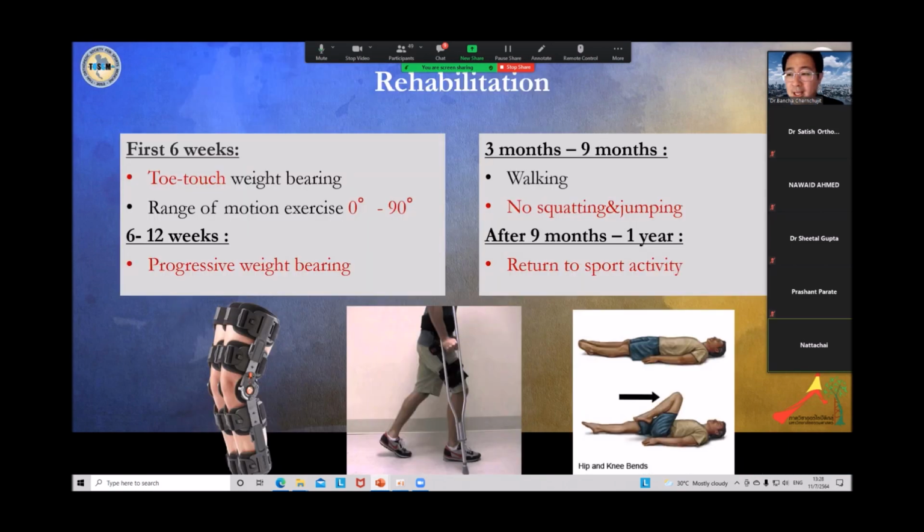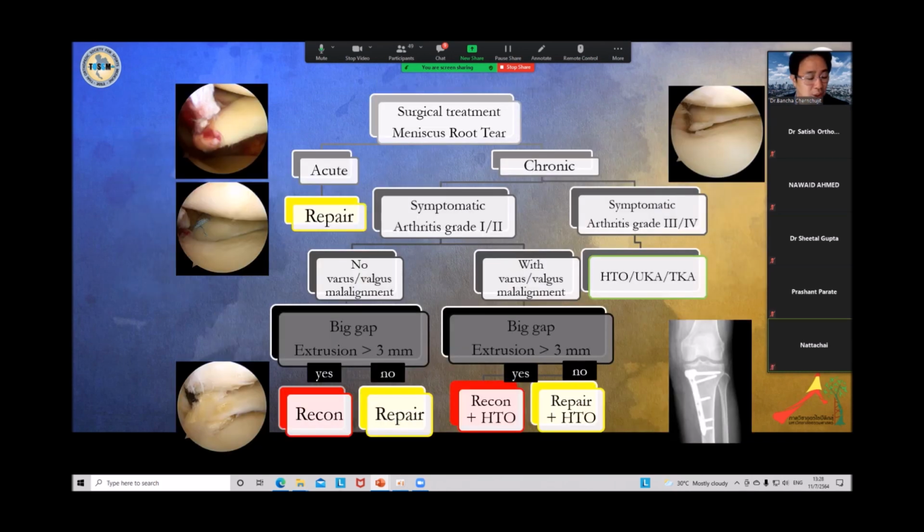We delay rehabilitation for the meniscus root tear. Take home message for the meniscus root tear: you need to consider not just the soft tissue, not just the root. You try to repair the root as soon as possible. But if it's delayed or a chronic case, you need to consider the cartilage and also the axis of the knee. Just root repair is not enough. In this situation, you may need HTO, or if it's very severe or chronic, you need arthroplasty to solve the problem.